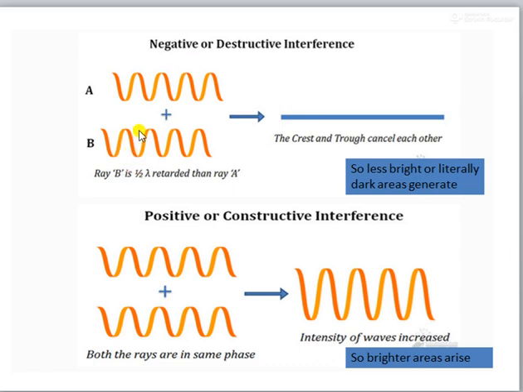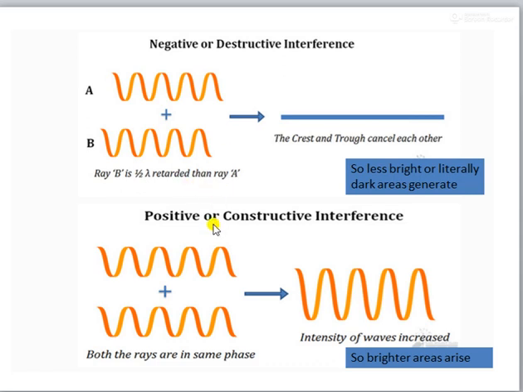The crests and the troughs. Now this is a trough and this is a crest. The crest and the trough will cancel each other. So what happens? The lights coming from these two points together result in a negative or destructive interference, so there would be less brightness from the lights coming from A and B. In the regions where the lights from A and B meet together, there will be less brightness.